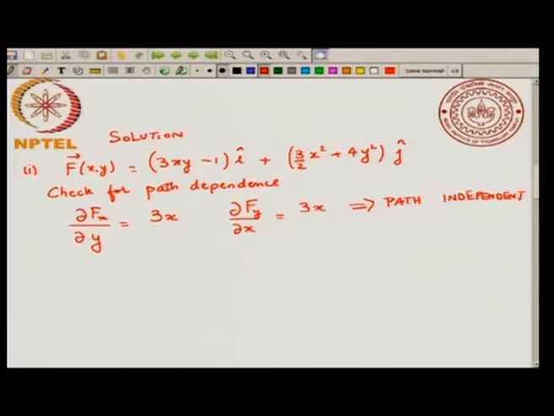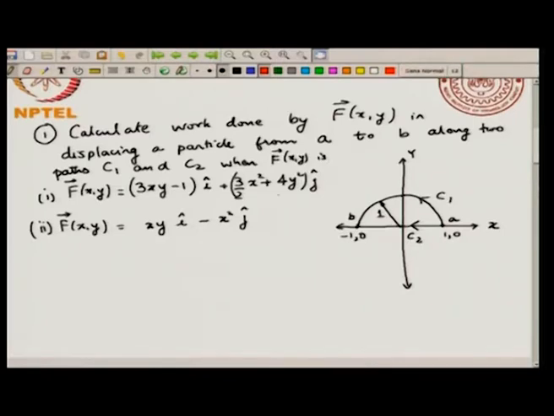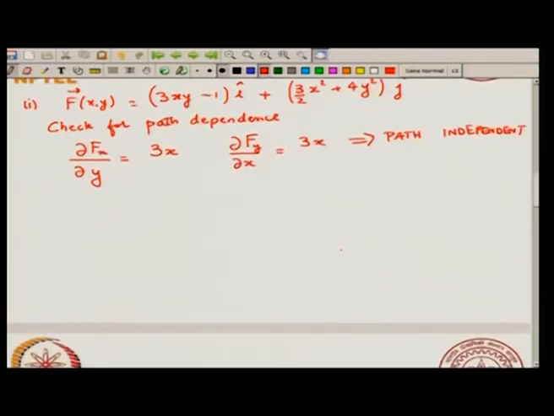So what you would expect is that the work done in going along path C1 should be the same as the work done in going along path C2. So for the first case of the force, the work done does not depend on which path you take. For convenience, I will calculate this work using path C2. So, what do we know about path C2? Use path C2 to calculate work.